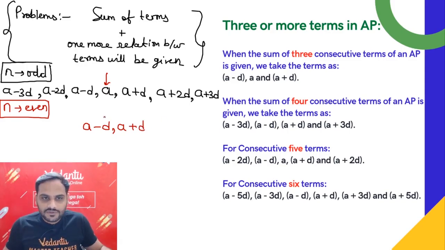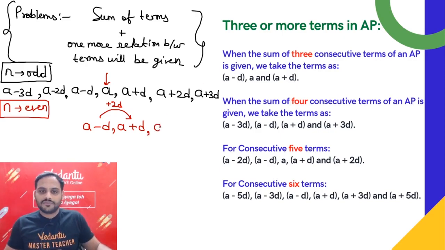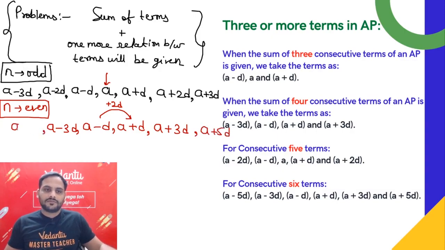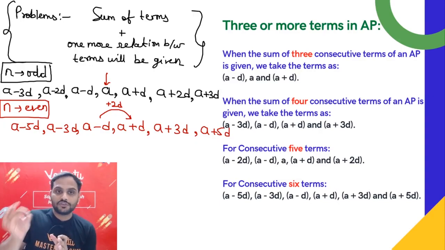Now beta, from a minus d to a plus d, I have to add 2d. So every time I have to add 2d. Suppose you have 4 terms: to a plus d add 2d, you'll get a plus 3d, and here a minus 3d. If you want 6 terms, a plus 5d, and here a minus 5d. So this is how you need to assume the terms.